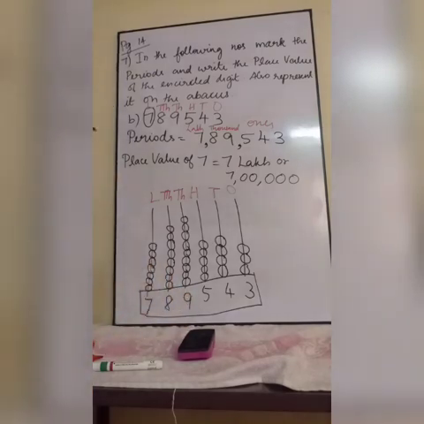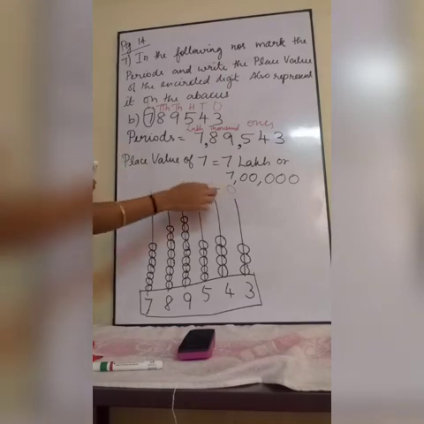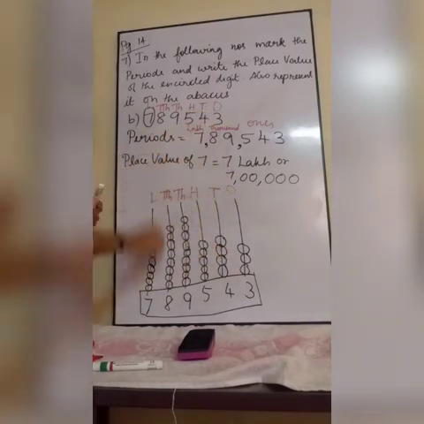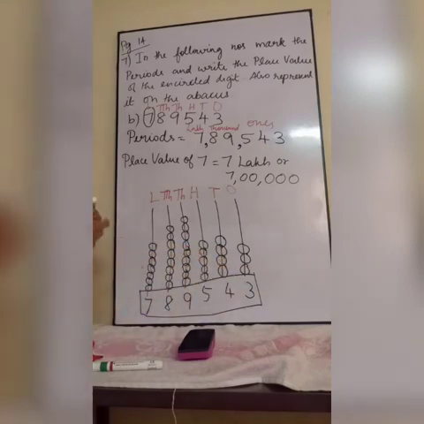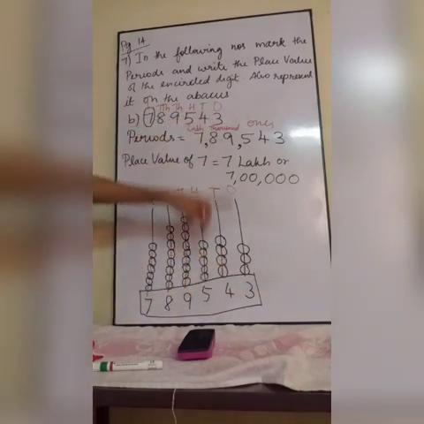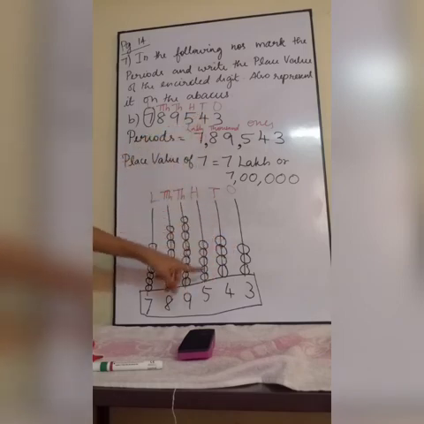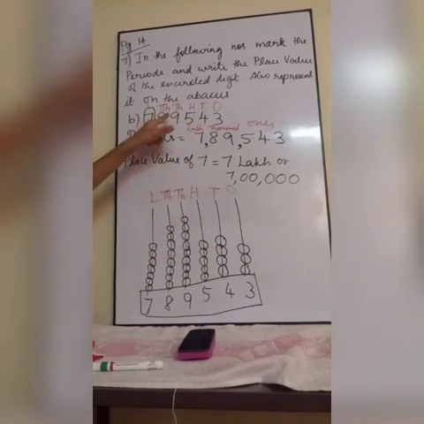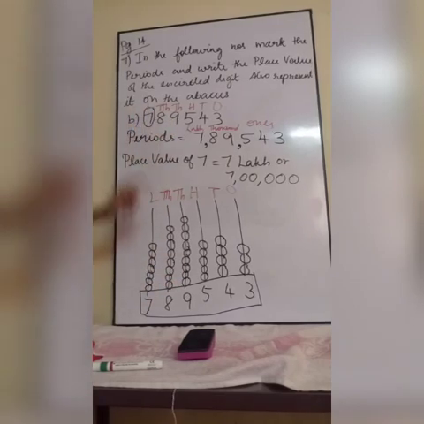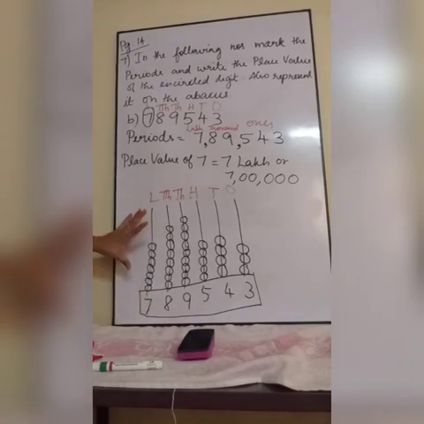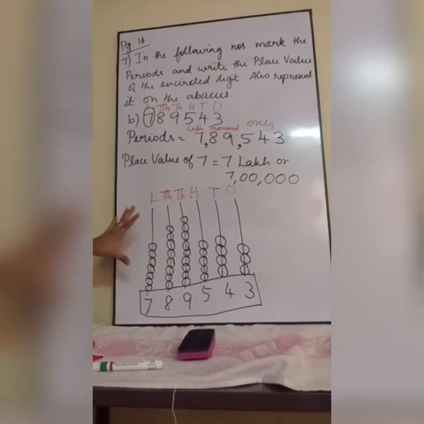So what I am going to do, how to draw the abacus? First ones, tens, hundreds, 1,000, 10,000, lakh. Based upon this I am drawing the strips. Then I am putting a box under that. Then in the ones place, how many digits are there? I am putting that many circles. In the tens place, 4 is there, so I wrote 4. 5 is there, I wrote 5. 9 is there, I wrote 9. 8 is there, I wrote 8. Then 7 is there, I wrote 7. Then at last I am writing here. This is the representation in abacus form.